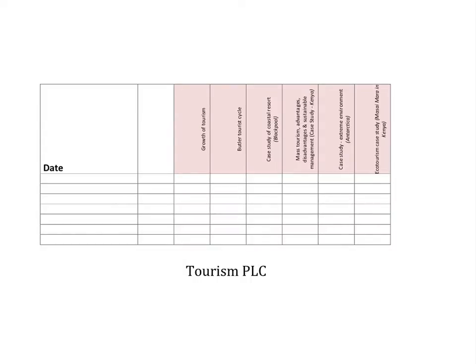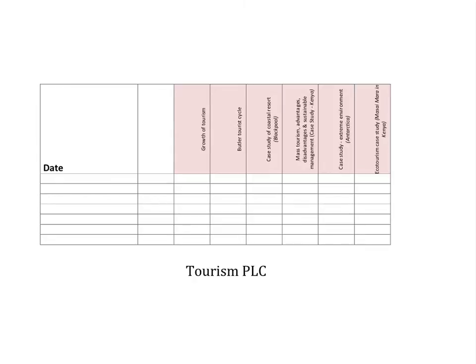When you've looked at all of those, it's a really good idea to start by checking what you think your learning is. And we've seen these in class a lot, these checklists or PLCs. And they're simply a breakdown again of the topic. Here we've got growth of tourism. Here we've got the Butler tourist cycle. We've got the case study of Blackpool, the case study in Kenya, the case study for Antarctica, and the ecotourism study, which for us is also in Kenya.